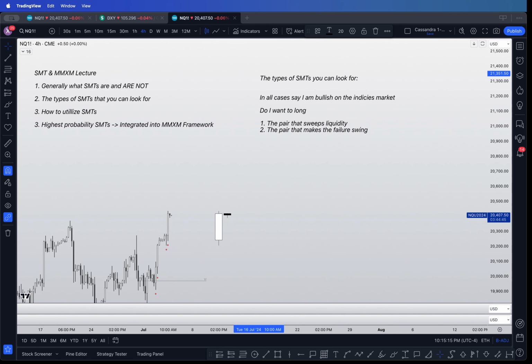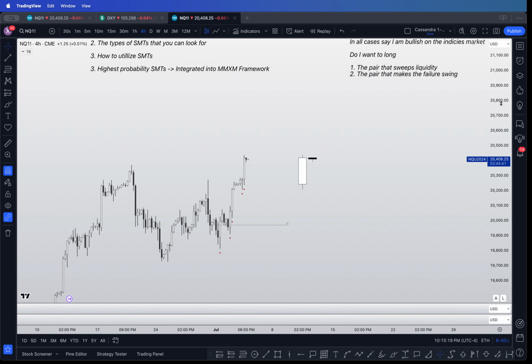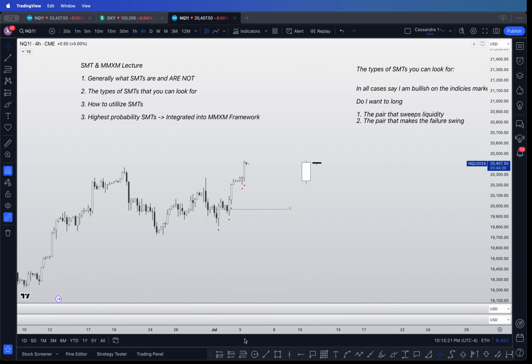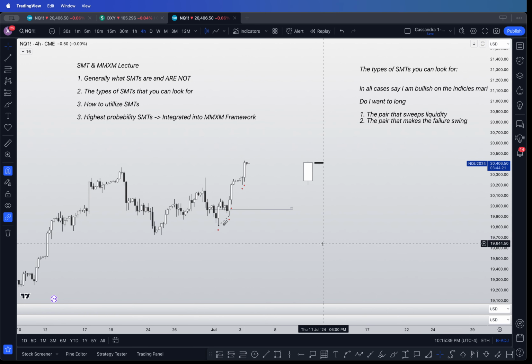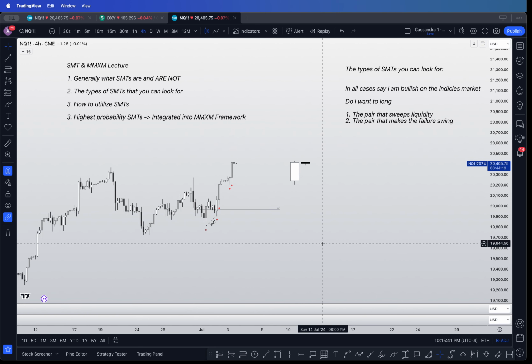Which one do you guys think? Put it in the chat, one or two. So for example, today we'll use this example on the NASDAQ. The NASDAQ here on Monday and Tuesday made a bullish SMT divergence at the previous day low with the ES. So that means if I was to look at the ES made a lower low here and the NASDAQ made a higher low. Which pair do you want to long and why?